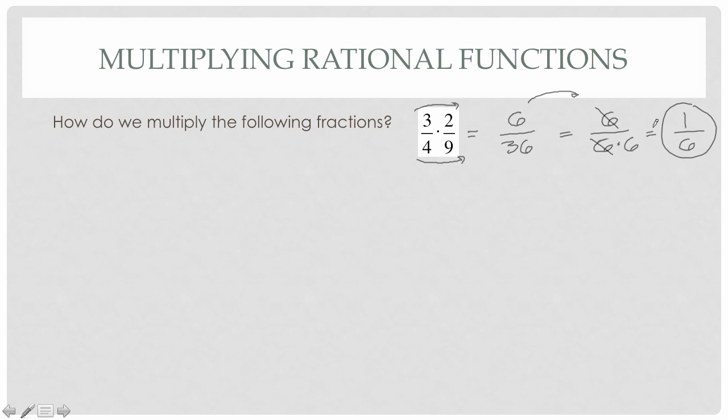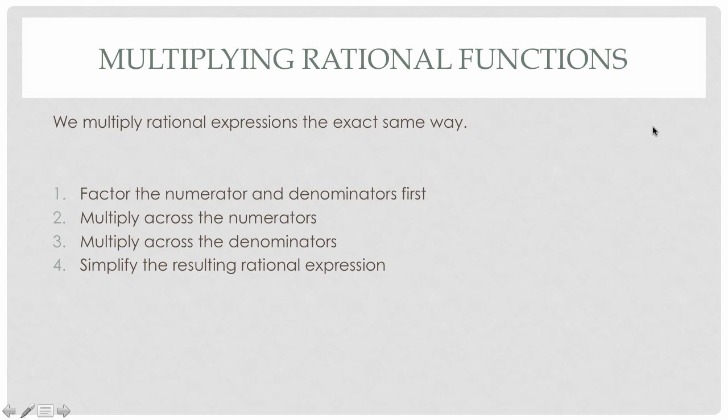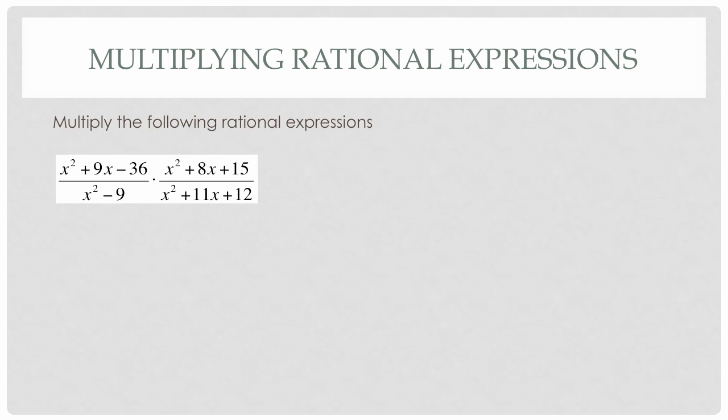Let's do one. Oh, here we go. I just summarized it. Factor the numerators and denominators first. Multiply across the numerators, multiply across the denominators, and then simplify the resulting rational expression. You can pause this video and write this down if you want to. These are the steps for multiplying. Here we go. Look at this. We're going to multiply all this together. It may look daunting, but it's not that bad if we go step by step.